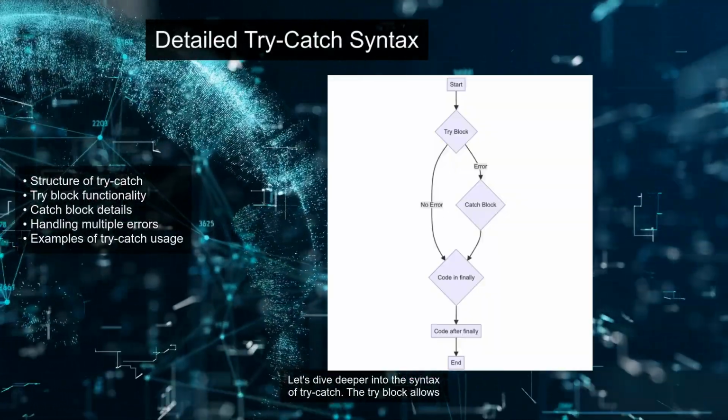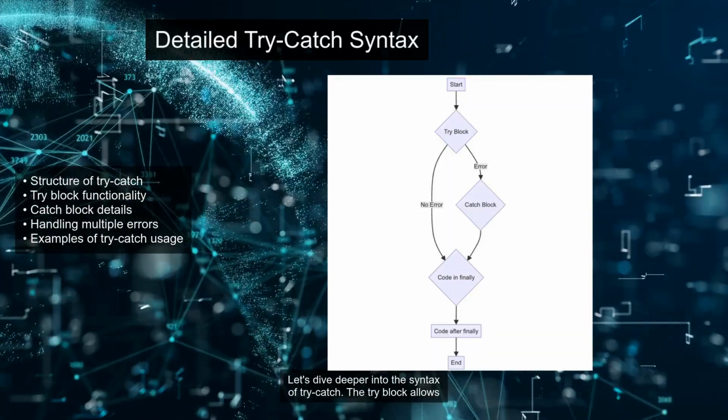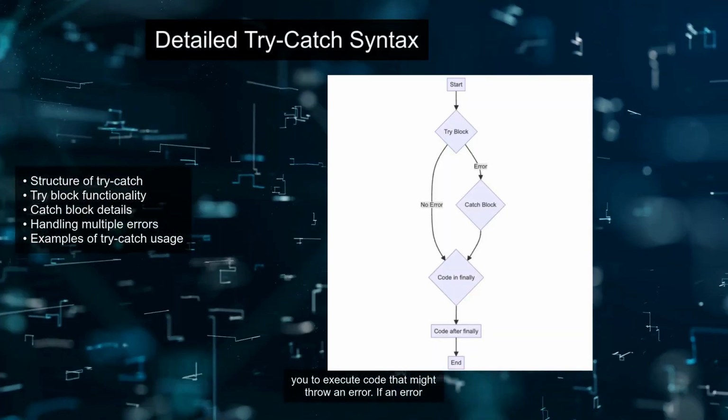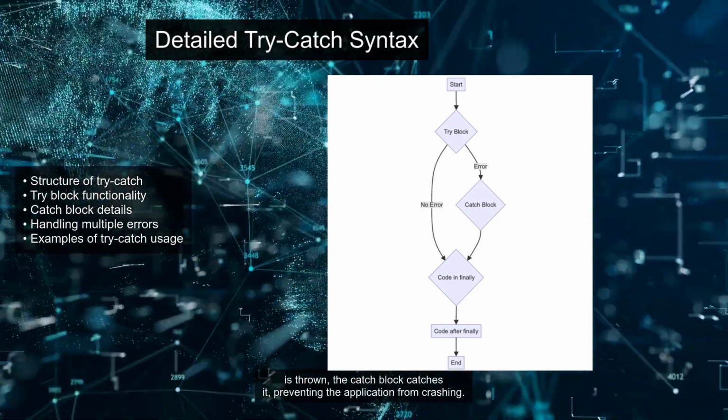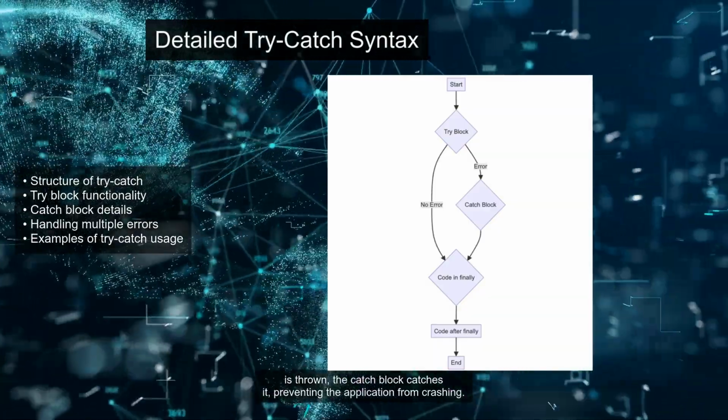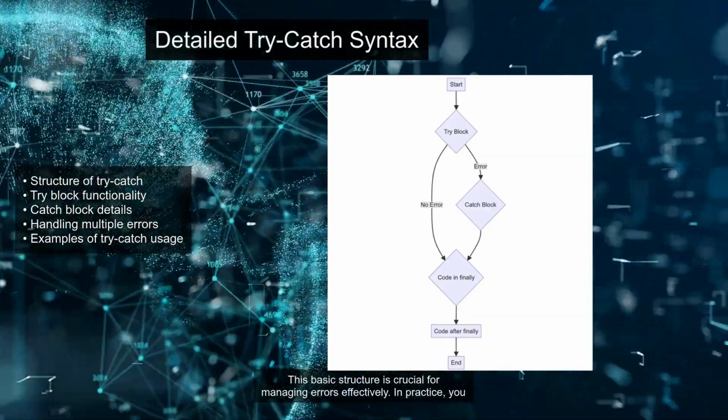Let's dive deeper into the syntax of try-catch. The try block allows you to execute code that might throw an error. If an error is thrown, the catch block catches it, preventing the application from crashing. This basic structure is crucial for managing errors effectively.